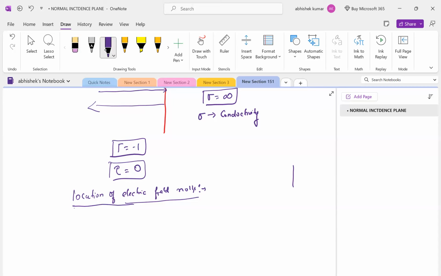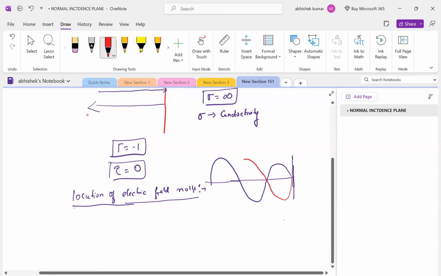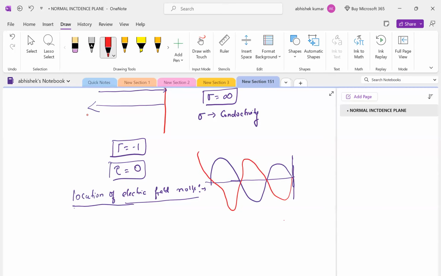Suppose this is your incident electric field. Let me draw it more clearly. I am not saying the electric field is in the X direction, I am just explaining. This is my incident electric field. My reflected field will be like that, because the reflection coefficient is -1, right? So they are asking where you will get nulls.